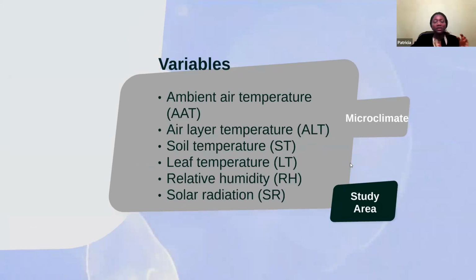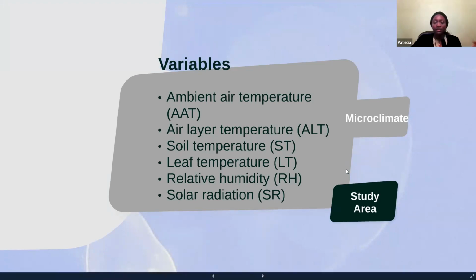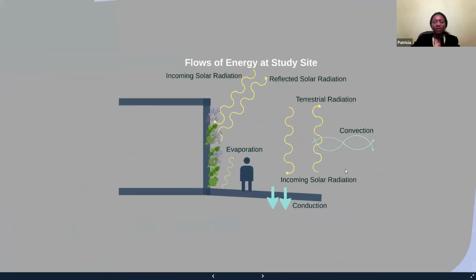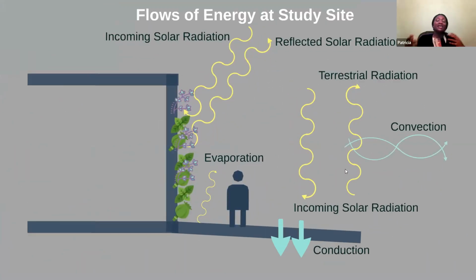So the variables for this study, we had to check the ambient air temperature, the air temperature layer, the soil temperature, leaf temperature, the relative humidity, and then the solar radiation. So this is kind of the science behind the study. What are the flows of energy at the study site?